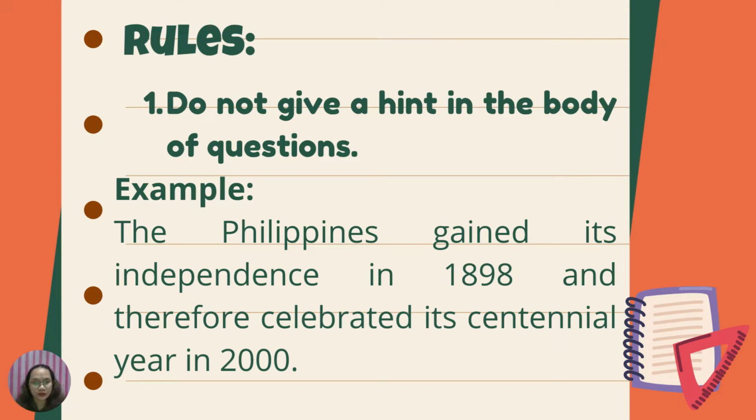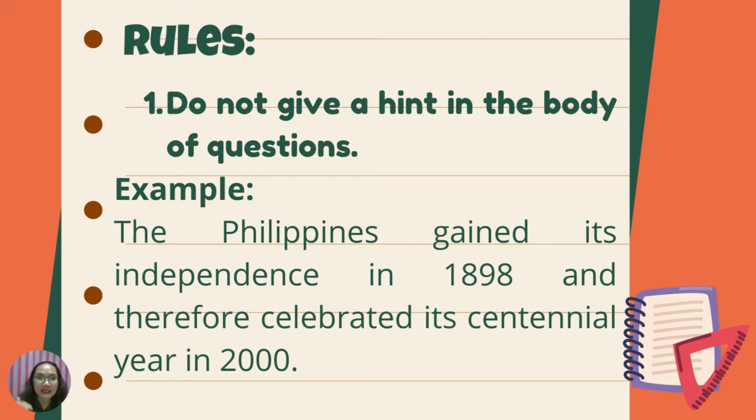So here is the first rule. Do not give a hint in the body of question. It means that if we are going to construct a true or false test, we should not give a hint or a clue to our students, because that's what they call giveaway questions, or we are giving away the answer already to the students if we give them a hint. So that's the first rule. Let's have an example.